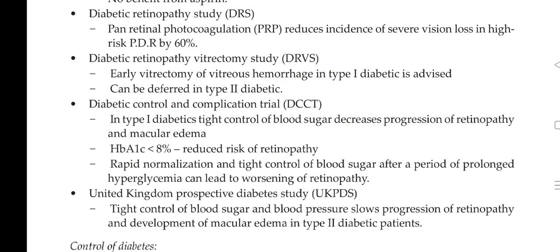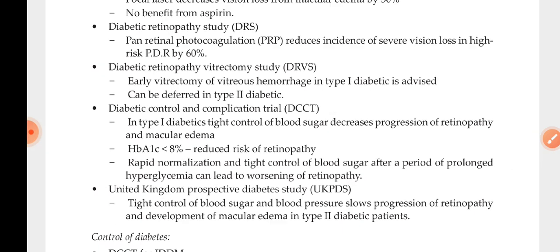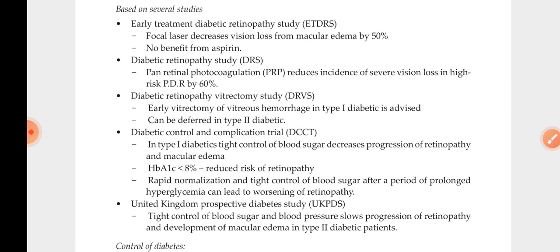Okay, next is UKPDS, that is the United Kingdom Prospective Diabetes Study. Tight control of blood sugar and blood pressure slows the progression of retinopathy and development of macular edema in type 2 diabetes patients. Okay. So once again you have to read these things again and again so that you can understand them. Okay, main things I will tell.